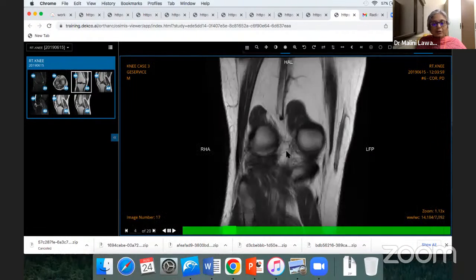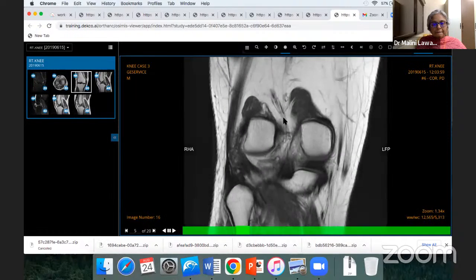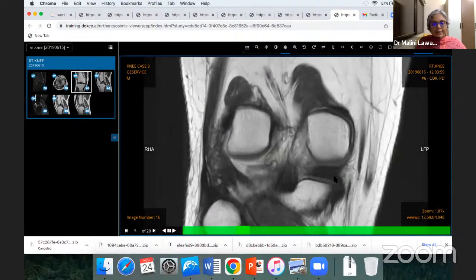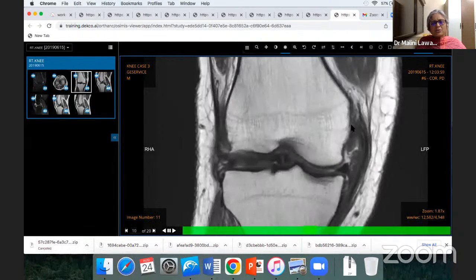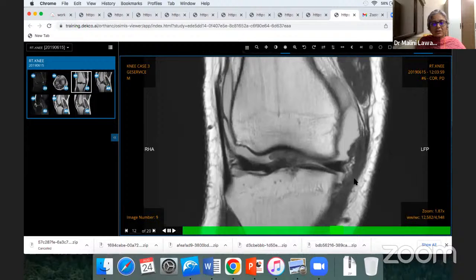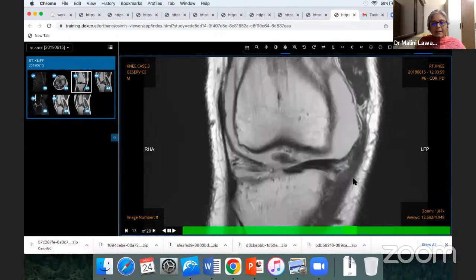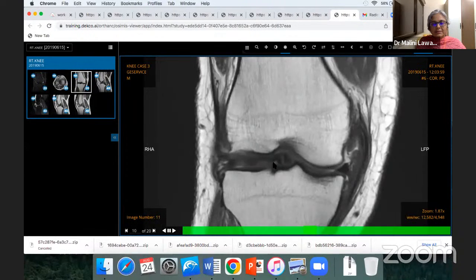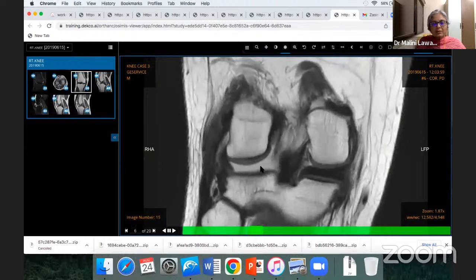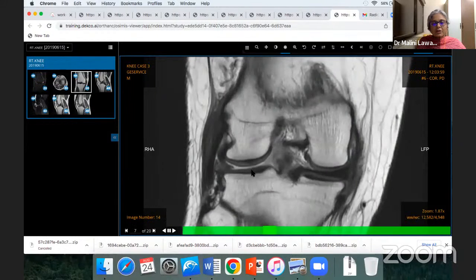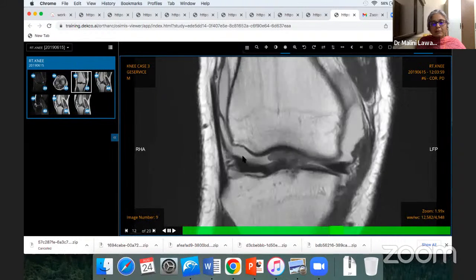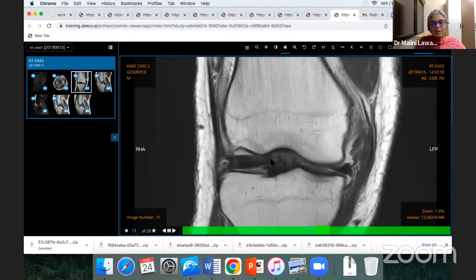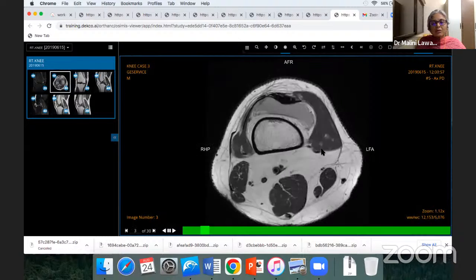Now we look at it on the coronal image. This is the normal medial meniscus. You can see it, normal medial meniscus. This patient also has MCL tear. I'm not going into those details. This is normal medial meniscus. But look at lateral horn, lateral meniscus. There's no posterior horn at all. There's hardly any body. The body is so small. But you see an anterior horn, and you see again something looks like anterior horn.